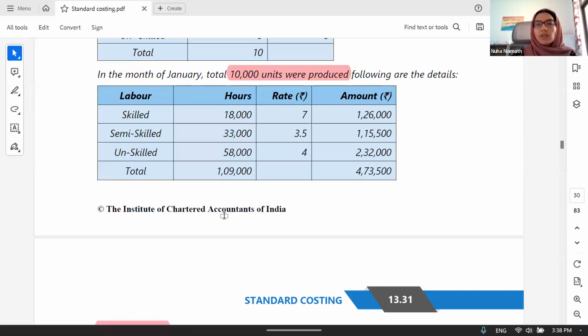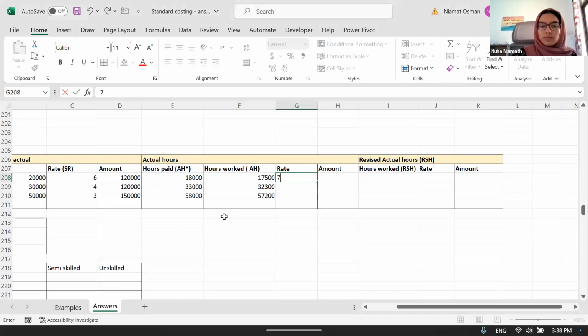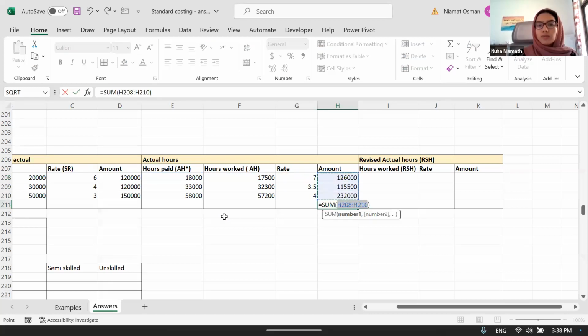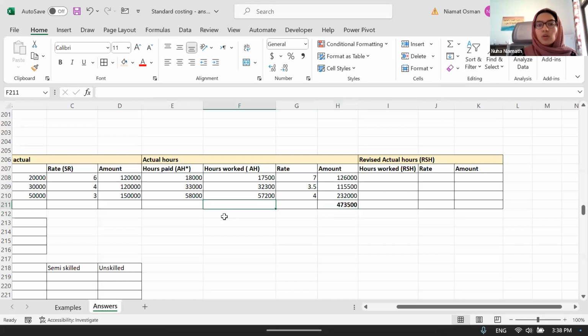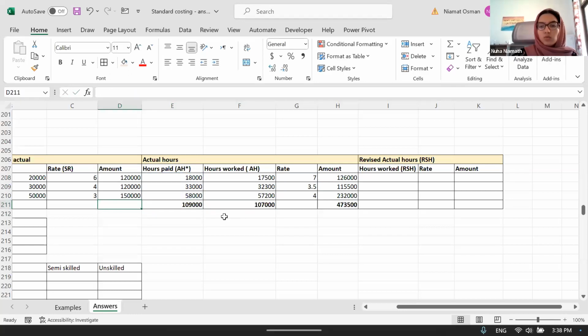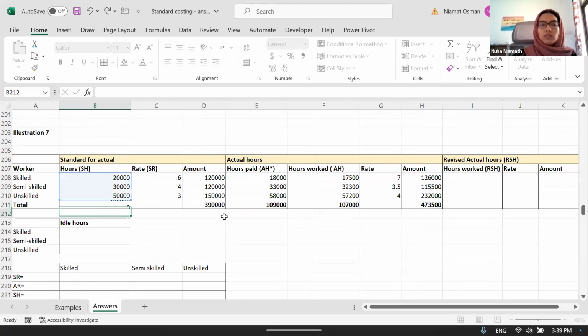Rate 7, 3.5, and 4. Amount will always be paid for the paid hours into rate. Okay, so we can get our total amount paid, total hours worked, total hours paid, total amount, standard rate, standard amount, standard total hours.